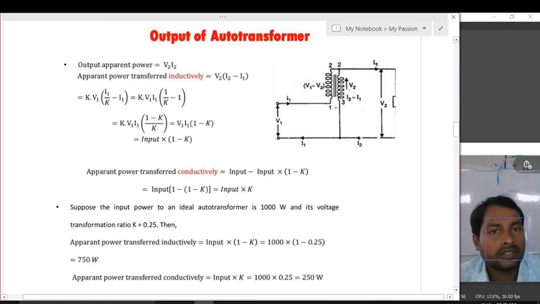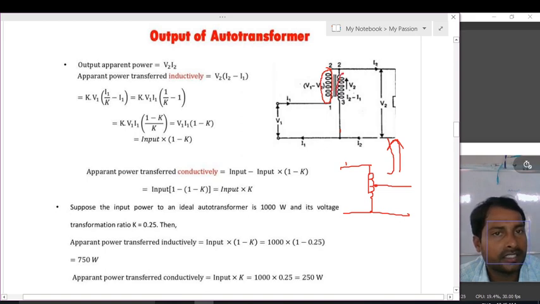This is the total primary turns, connected in this way. This is the equivalent circuit of this one, and this winding is connected in this way, but a tapping is provided here. These are the turns where power is transferred through conduction, and this is where power is transferred through induction.